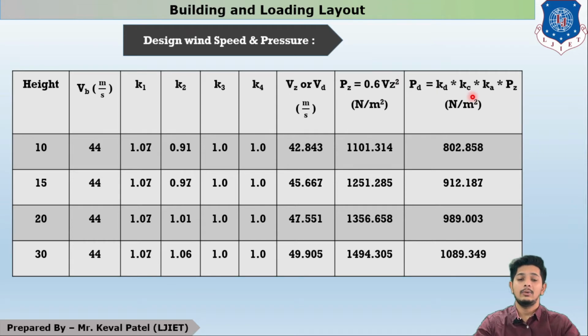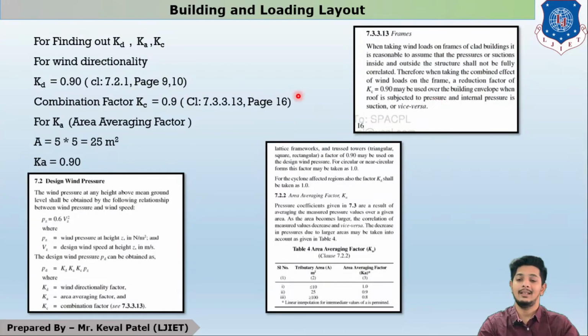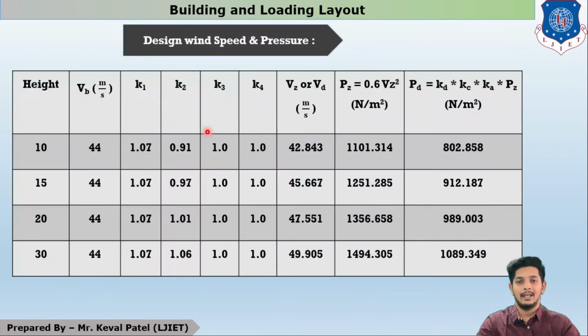Now Kd into Ka into Kc into Pz will give me the answer. Now I have the Kd, Ka and Kc. In the previous slides we have found out Kd, Ka and Kc. Kd should be taken as 0.90, Kc should be taken as 0.90 and Ka should be taken as also 0.90. Keep one thing in your mind, Kd into Ka into Kc should not be less than 0.70 according to IS code. So I have taken Kd, Ka and Kc all as 0.9 and multiplied with Pz.